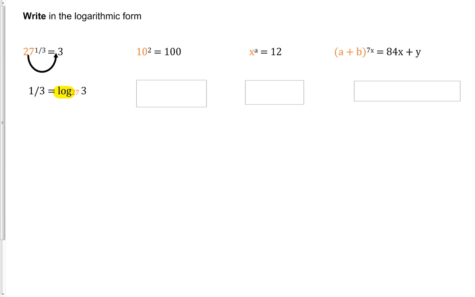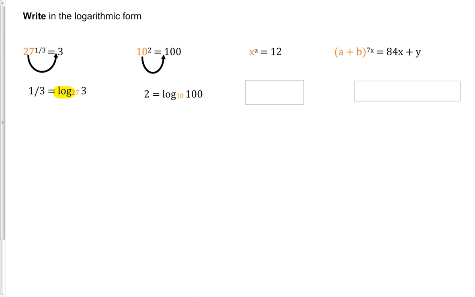So let's see if we can do that again. We have 10 squared equals 100. Well, 10 is our base, so we're going to move that to the other side here, and it becomes the base of our logarithm. So in order to get that, we're going to have 2 left over from our old exponent equal to log base 10, just because the base of our exponent was 10, therefore the base of our logarithm will be 10, of 100.